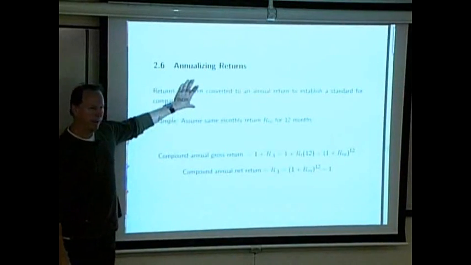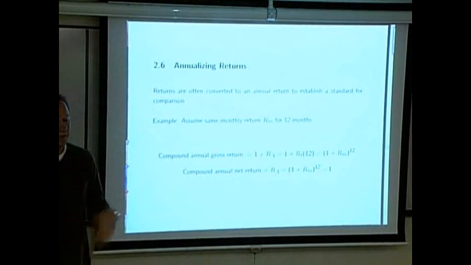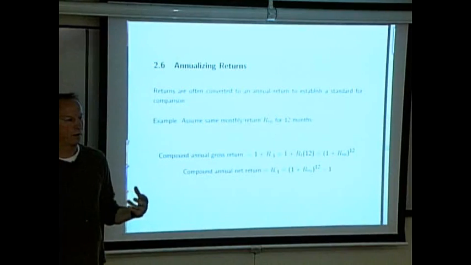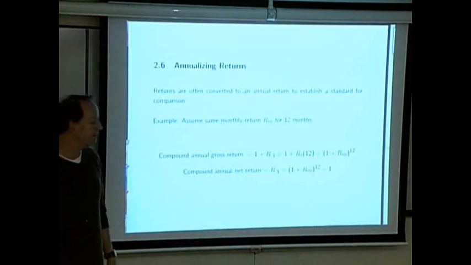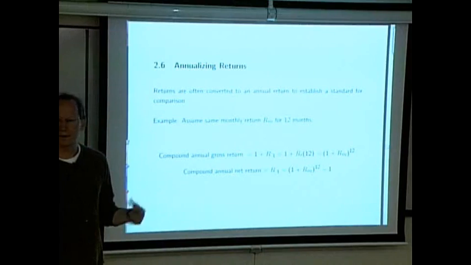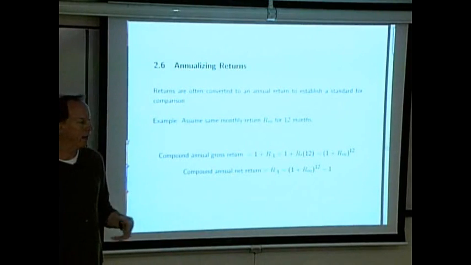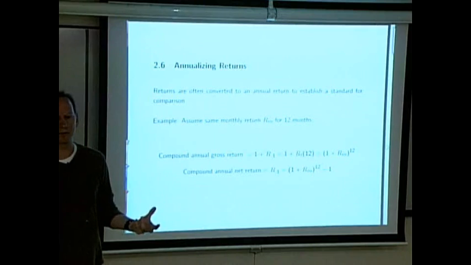So the next topic I want to talk about is annualizing returns. In the examples we've been doing so far, we've been computing rates of return over a month or over 2 months and so on. Usually, when you read the financial press, rates of return on different investments are often expressed as an annual rate of return, right?